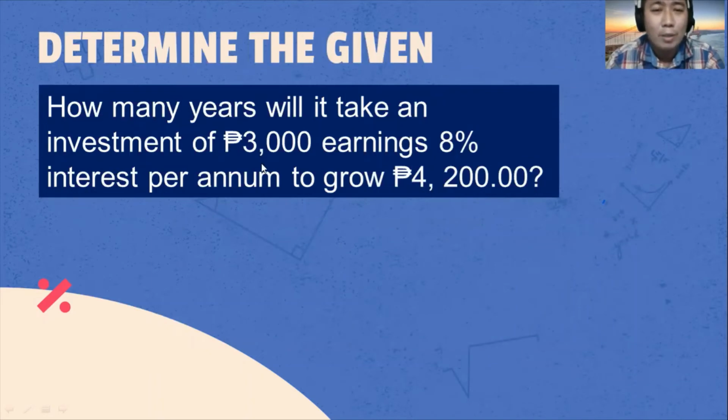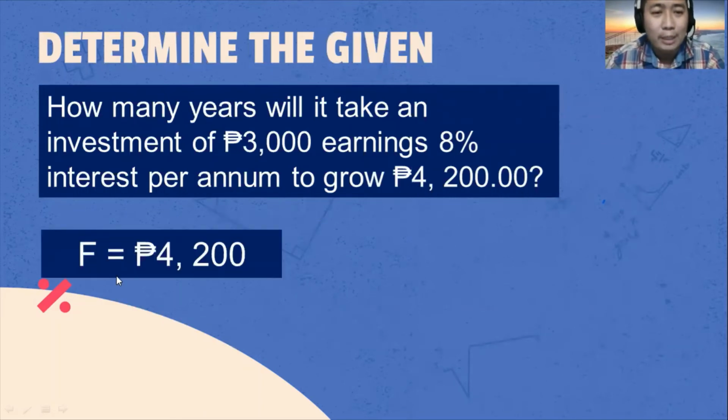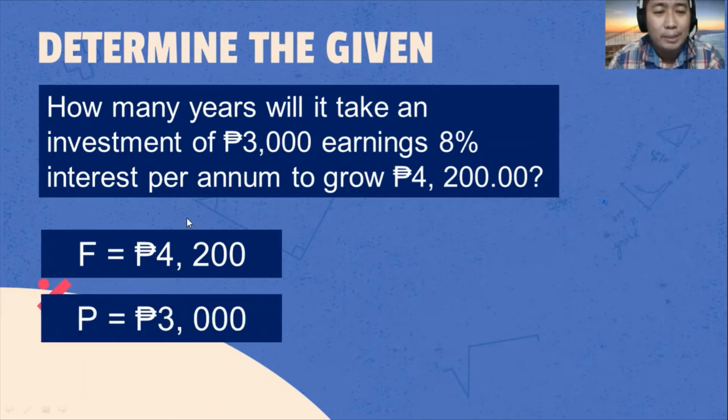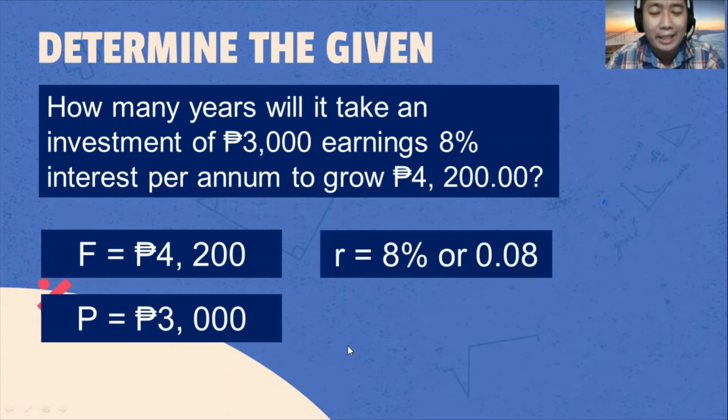What are the given? We have 3,000 pesos, 8% interest, and 4,200 pesos. So F is equal to 4,200 pesos, that is the maturity value. Then we have the principal amount, which is 3,000 pesos, the amount of borrowed money. We also have 8%, the rate of interest, which is 0.08 in decimal. If you would like to convert 8% into decimal, you need to divide 8 by 100, and the answer is 0.08.